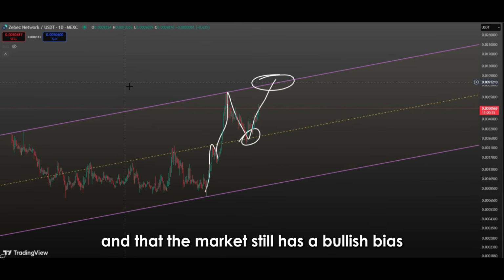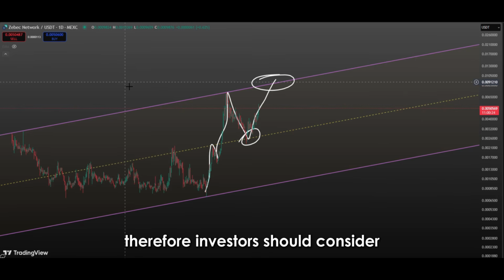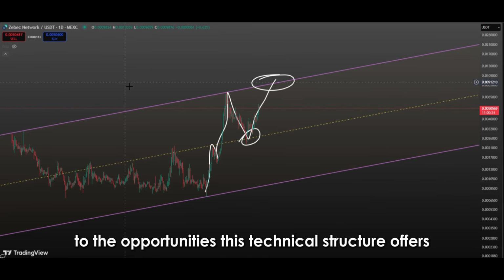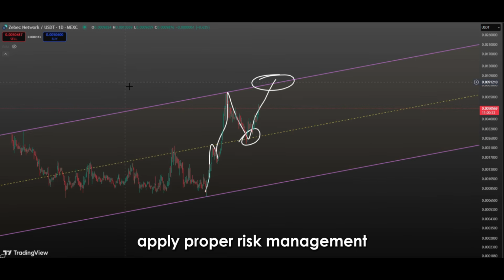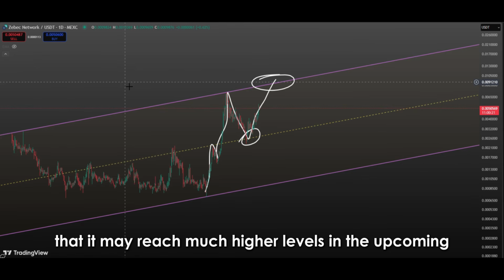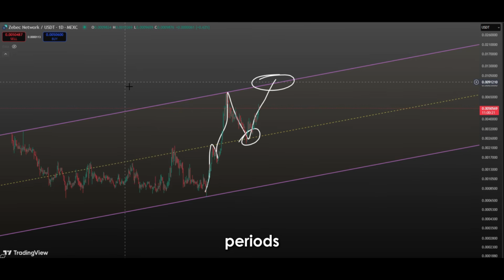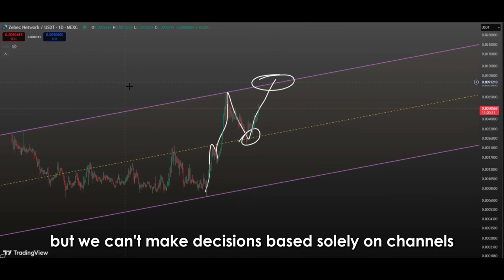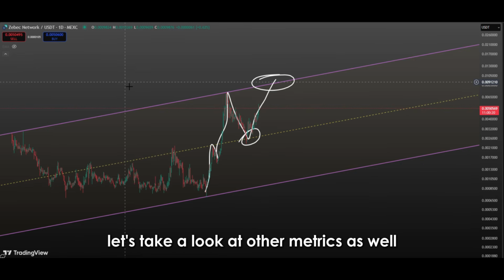a bullish bias. Therefore, investors should consider the opportunities this technical structure offers, apply proper risk management, and act according to strategic buy-sell plans. The price remaining within this channel presents a promising signal that it may reach much higher levels in the upcoming periods. But we can't make decisions based solely on channels. Let's take a look at other metrics as well.